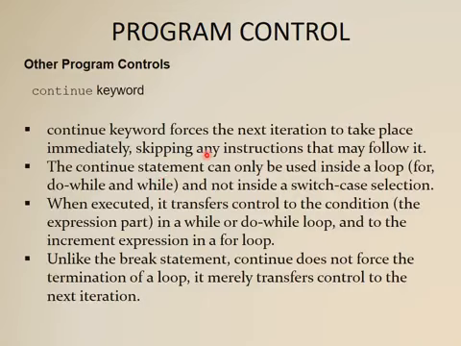So until now we have studied different flow statements and different loops, but other than the loops and the control statements, there exist some other keywords or functions that can also control the flow of our program. The first keyword is the continue keyword. So what is the continue keyword? It will force the next iteration to take place immediately, and it will skip the instructions that may follow it.